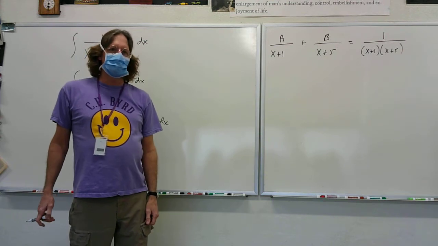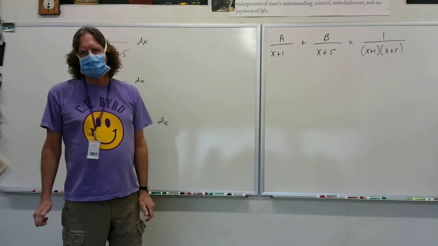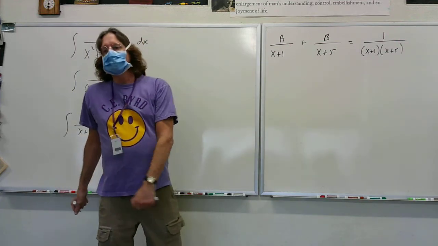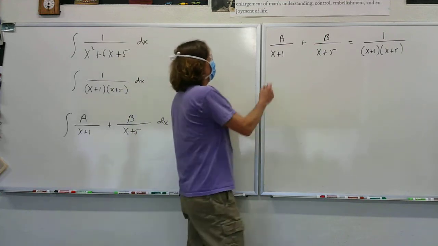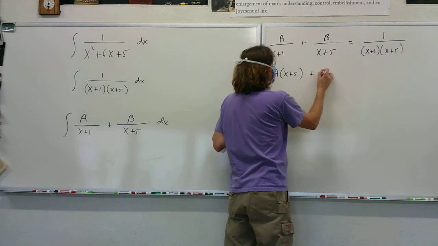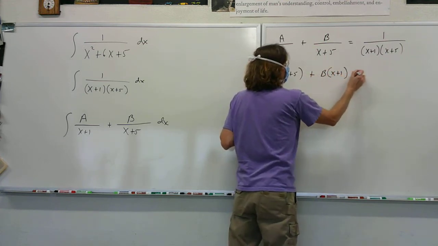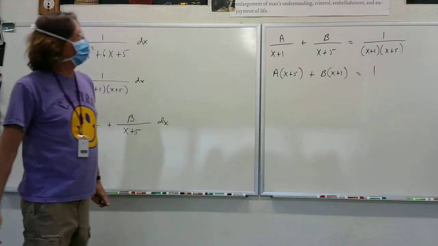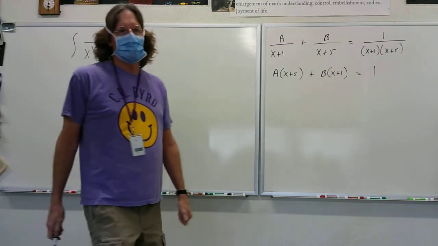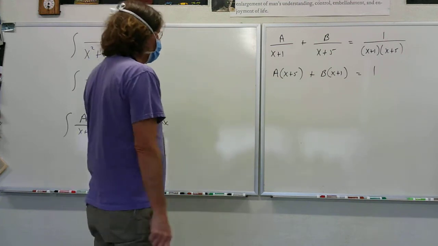But big stars by this. You're now into the big leagues. You multiply everything by the common denominator. So we get a times x plus 5 plus b times x plus 1 equals 1. You need to write down what I did. I multiplied everything by the what? Common denominator. I multiplied both sides by the common denominator, and that's what it becomes. Write what I did. I multiplied both sides by the common denominator.